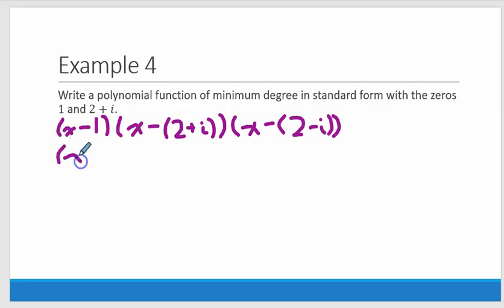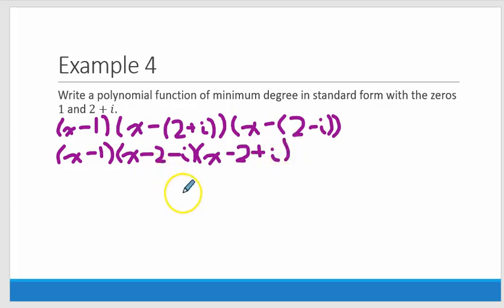So to clean this up a little bit, I'm going to write this as x minus 1, and I want to distribute those negative signs. So it's going to be x minus 2 minus i and x minus 2 plus i.